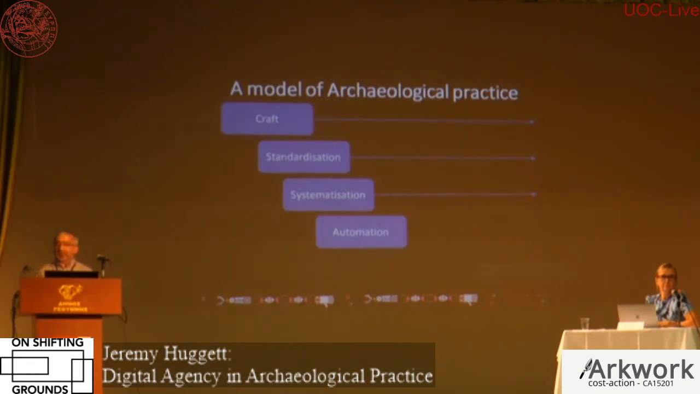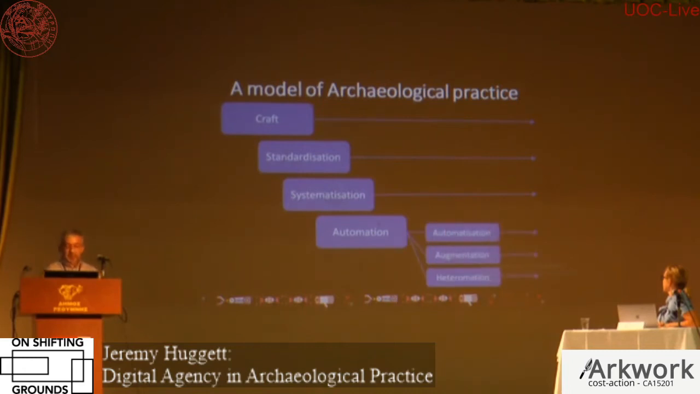And automation is typically seen as the delegation of tasks to machines, but I'd suggest it's actually rather more complex than this. So I propose there are three kinds of automation in relation to archaeological practice, which overlap in different ways. So, for example, most automation in archaeology, I think, is perhaps better seen as augmentation, emphasizing assistance rather than outright replacement. So we're talking about the reduction of routinized and repetitive work, which may be more or less autonomous. And it's very much the sense of automation, I think, that Geert Verhoeven is talking about in relation to robotics.